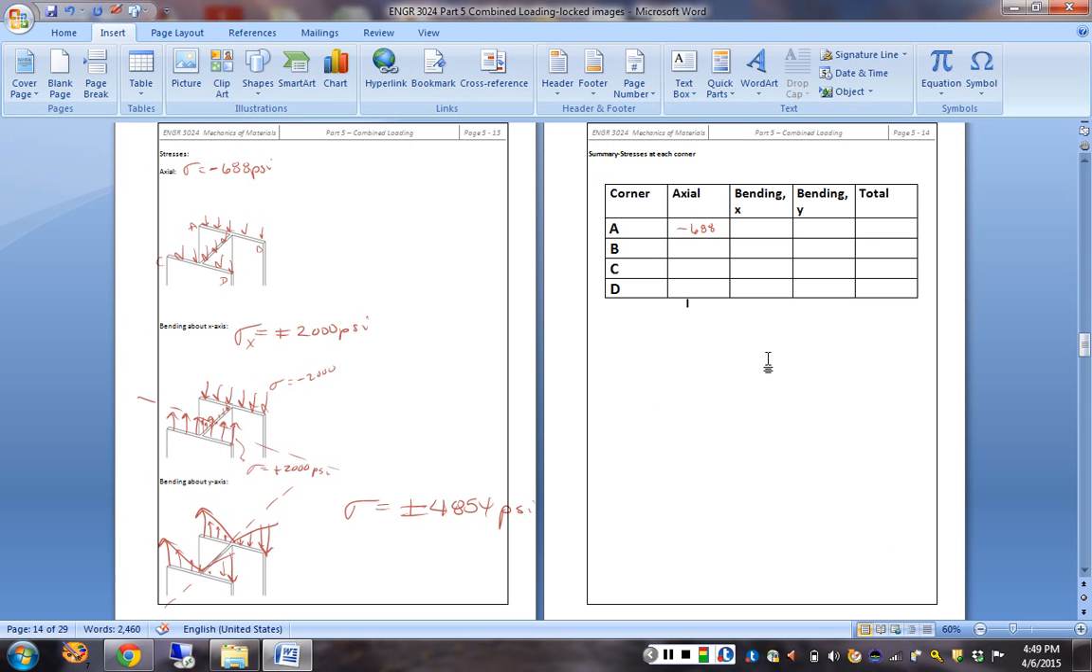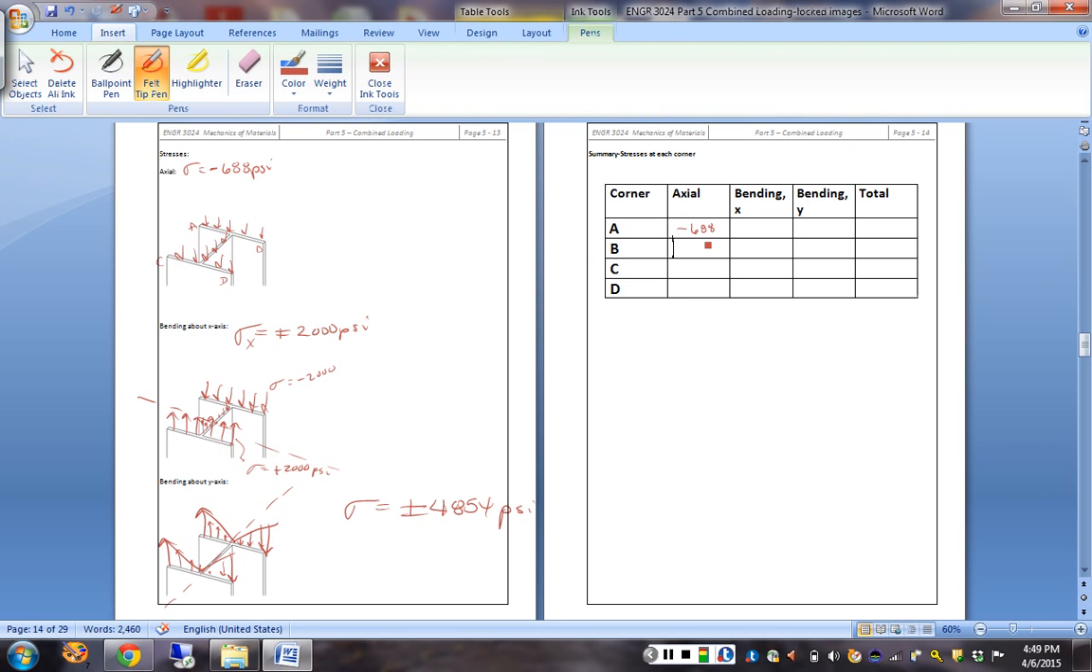All right, so what is my axial contribution at point B? All the axials should be the same thing. That's right. So axial at point B is minus 688. Axial contribution at point C, minus 688. Axial contribution at D, minus 688. The axial stress is constant over the whole surface.